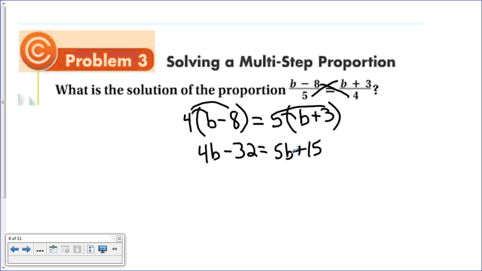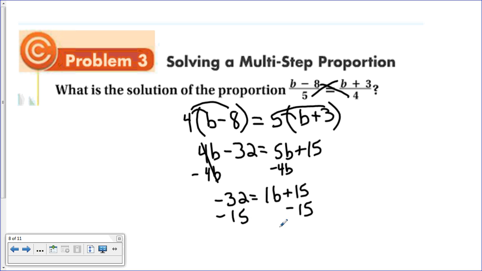And now we have to solve. I'm going to leave the 5b over here, so I'm going to subtract 4b from both sides. We are left with negative 32 over here equals 1b, right? 5 minus 4 is 1b plus 15. Now I'm going to subtract 15 from both sides. Remember, if it's 1b, you don't have to write the 1, so it's just b equals negative 32 minus 15, which is negative 47.